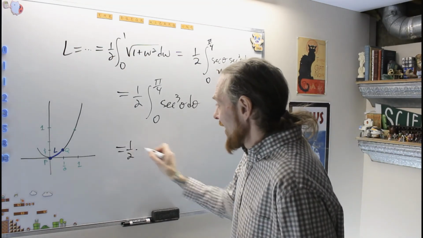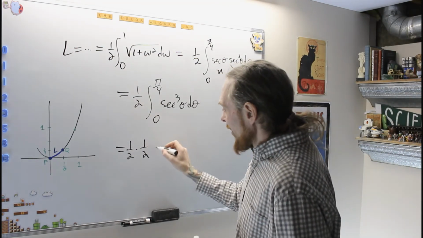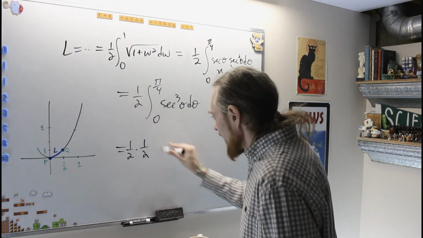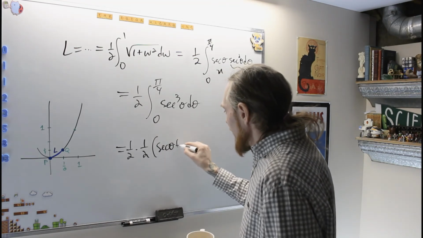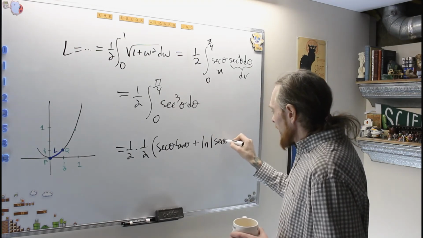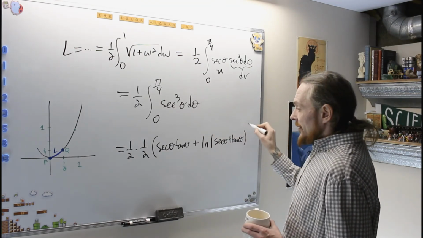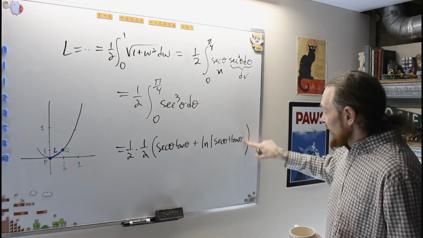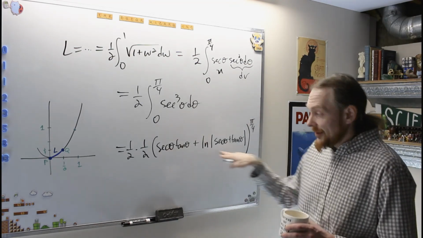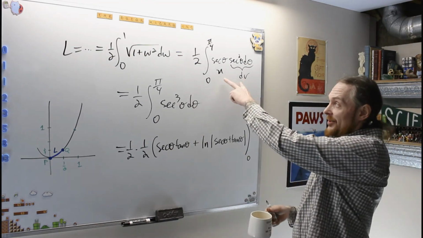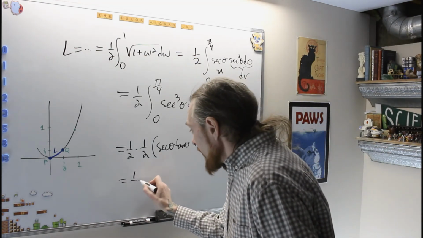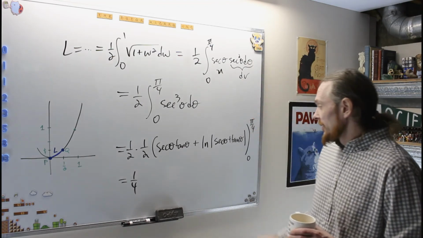This is 1/2 times that, already 1/2. Then I get another 1/2 from, this is the natural log, or sorry, jumping the gun, secant theta tan theta plus the natural log of the absolute value of secant theta plus tan theta. That should be absolute value. Evaluated from 0 to pi over 4 by the fundamental theorem of calculus and integration by parts using that substitution. So now that we have this equals 1/4, now what?